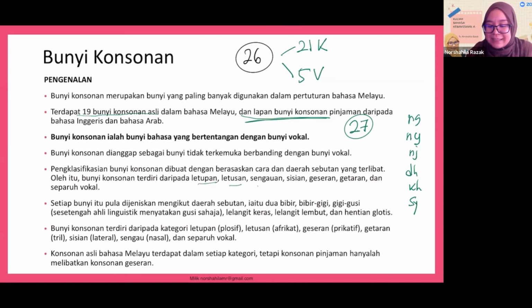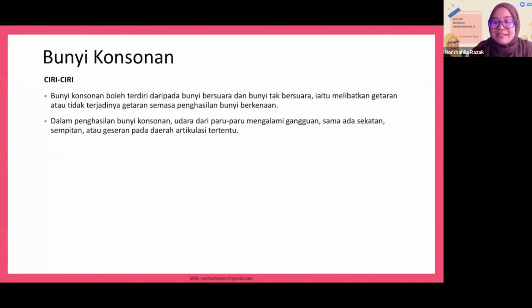Letupan, letusan, sengauan, sisian, geseran, getaran, separuh vokal. Letup is something like a pop, like a bomb, because they sound like beh, deh, teh. It's a pop sound. Letusan, jeh. Sengauan, meh: the air comes out through the nose and also through the mouth. Sisian, leh. Geseran, seh. Getaran, reh, bergetar, kan? Separuh vokal, W, U, W.